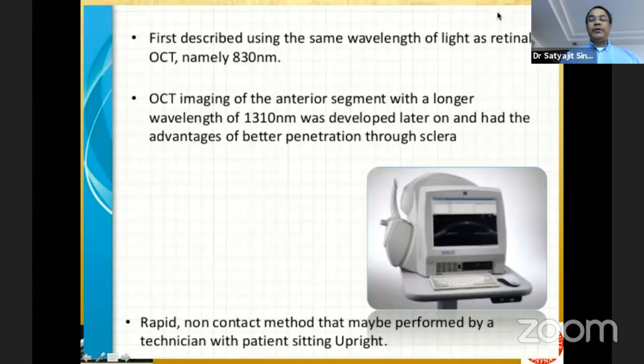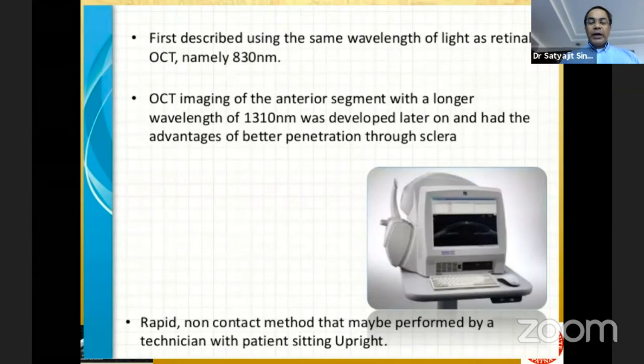So OCT imaging of the anterior segment with longer wavelength of 1310 nanometers was developed later and had the advantages of better penetration through sclera. It was first described in early years, which had only 830 nanometer, and then slowly developed.